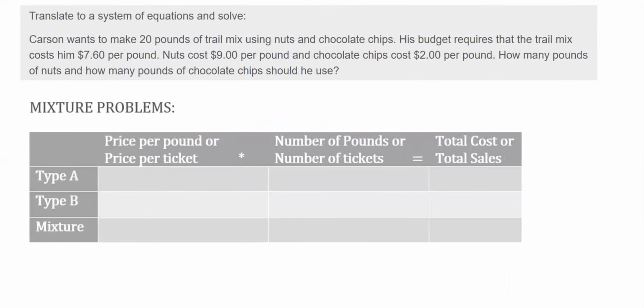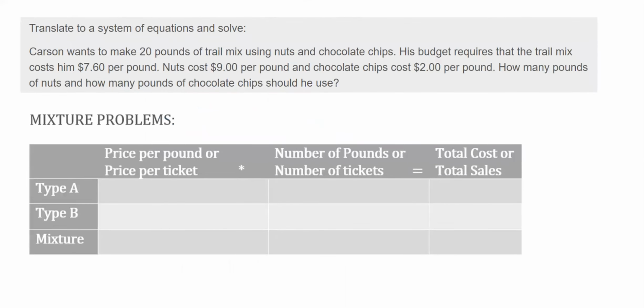Let's look at the next problem. Carson wants to make 20 pounds of trail mix using nuts and chocolate chips. His budget requires that the trail mix costs him $7.60 per pound. Nuts cost $9 per pound, and chocolate chips cost $2 per pound. How many pounds of nuts and how many pounds of chocolate chips should he use?